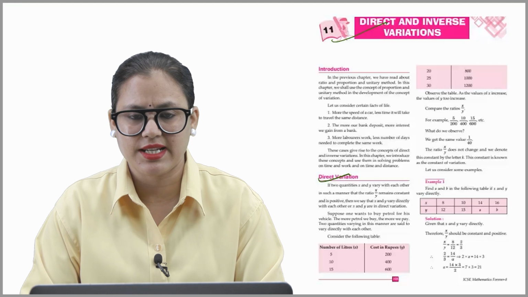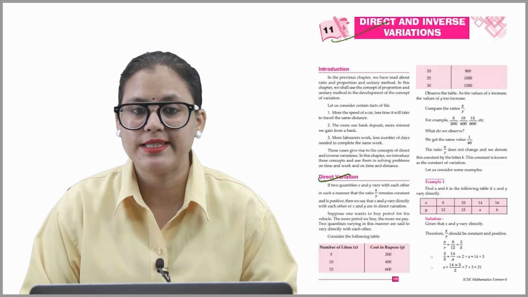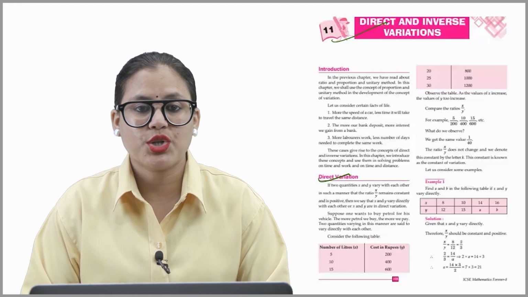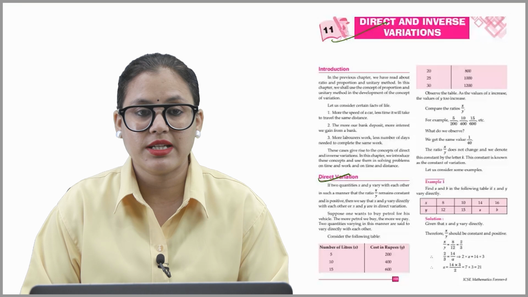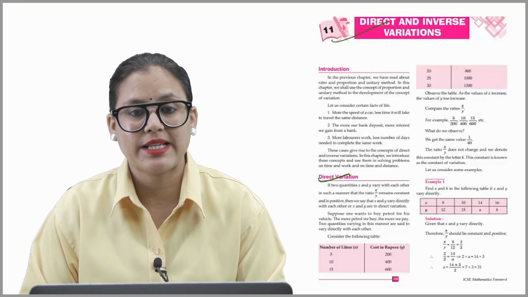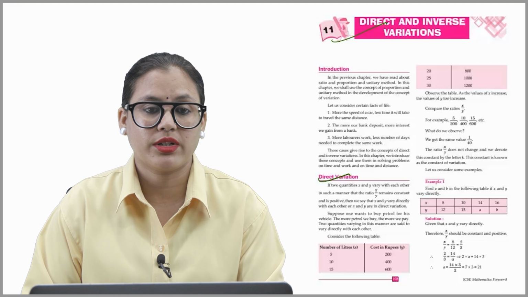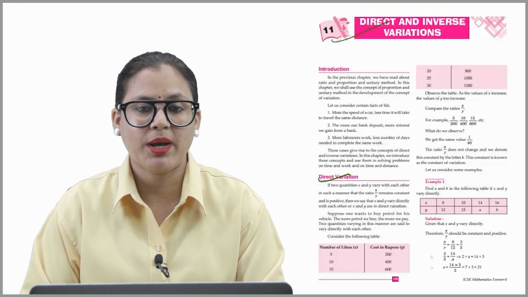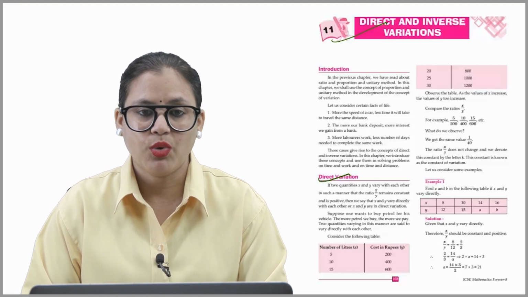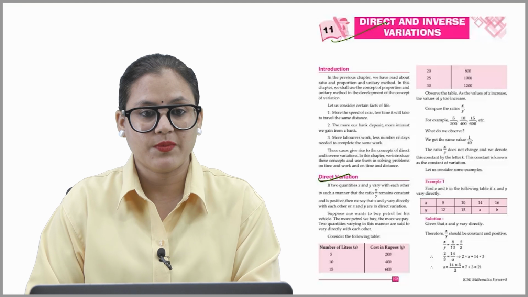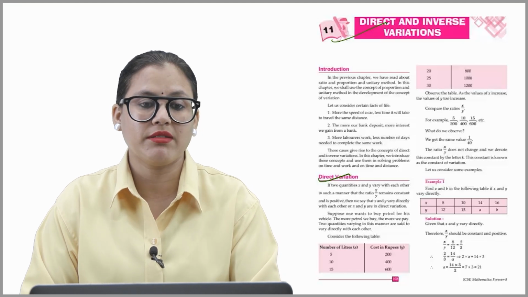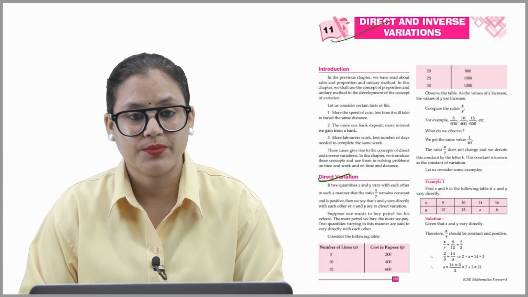Number 1, direct variation. If two quantities x and y vary with each other in such a manner that the ratio x by y remains constant and is positive, then we say that x and y vary directly with each other, or x and y are in direct variation. Suppose one wants to buy petrol for his vehicle. The more petrol we buy, the more we pay. Two quantities varying in this manner are said to vary directly with each other.